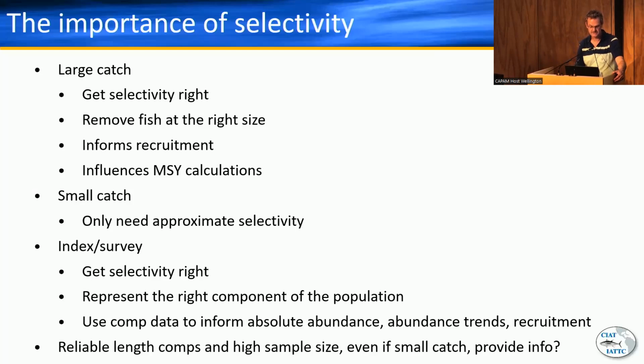One caveat to this is that if you have reliable length comps and high sample size, even for a fishery that has small catch, if it's representative of that population, then you might actually want to use that to provide information about the population processes such as abundance trends, recruitment, and absolute abundance.